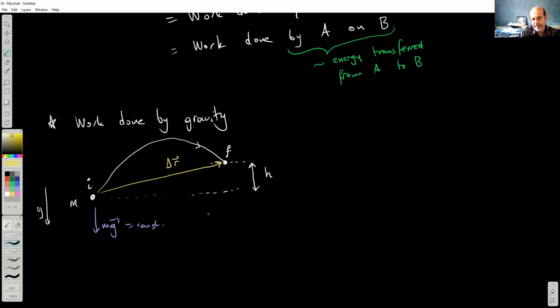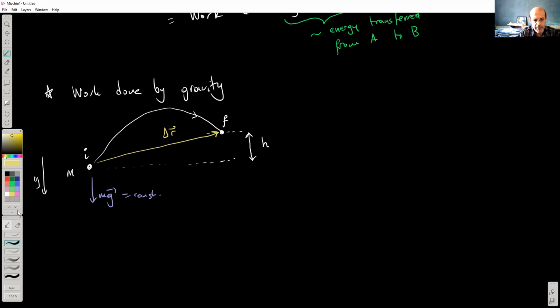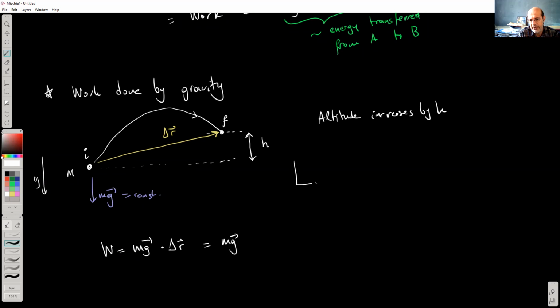Okay, so in this kind of a situation, for example, let's say that the altitude increases by h. So what's the work done in that case? That's the dot product of mg with the displacement. Okay, let me just write this thing down like that. I think I'm going to put a reference frame in here. Let's say that the x-axis is horizontal and the y-axis is vertical.